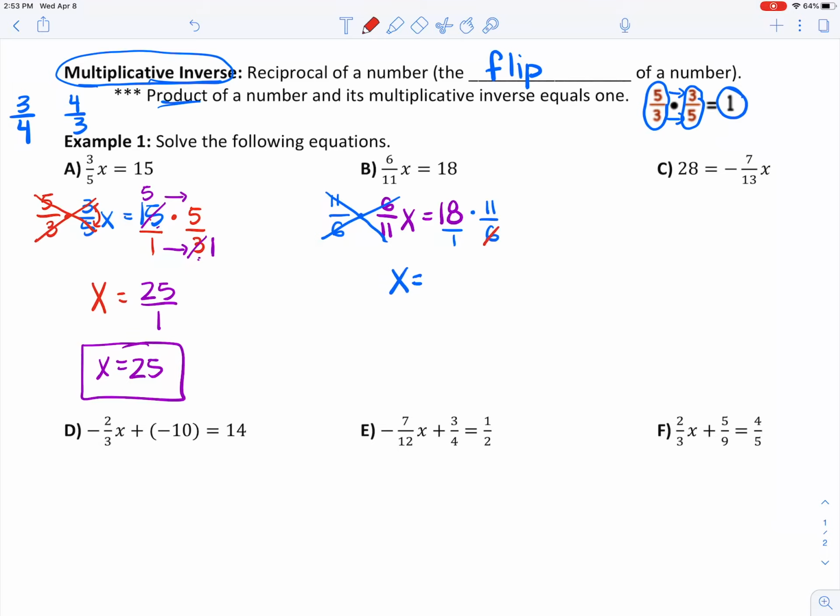And just like before, I notice that 6 and 18 can be divided by 6. If I divide 18 by 6, I get 3. And 6 divided by 6 is 1. So now we have 3 times 11, which is 33. And on the bottom, we'd have 1 times 1, which is just 1. So I could write 33 over 1, or I know that 33 divided by 1 is just 33. So I have my answer. Same thing for the next one.